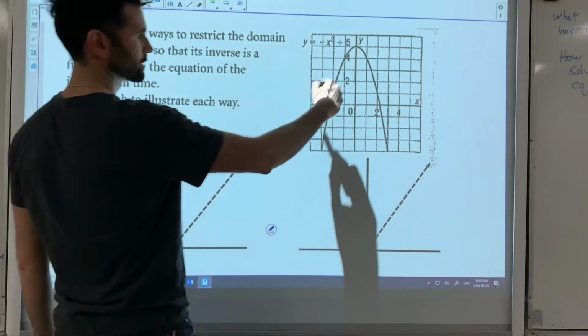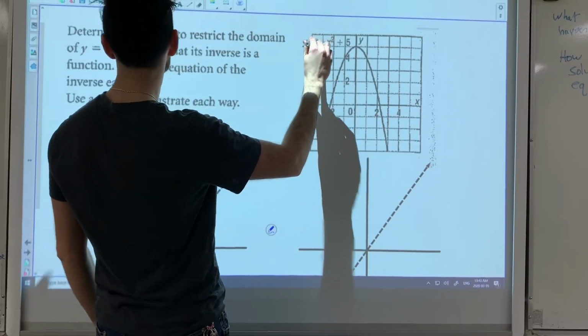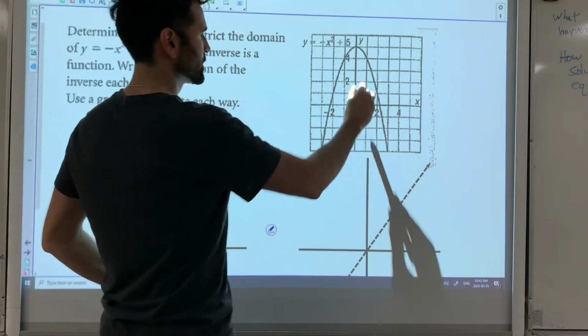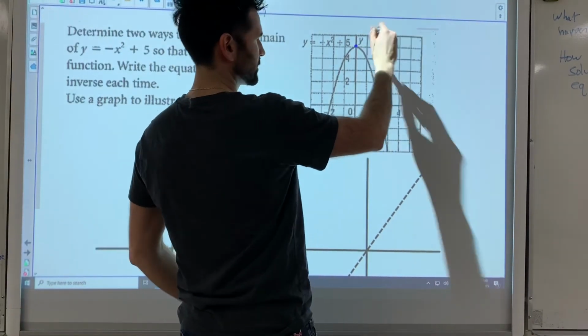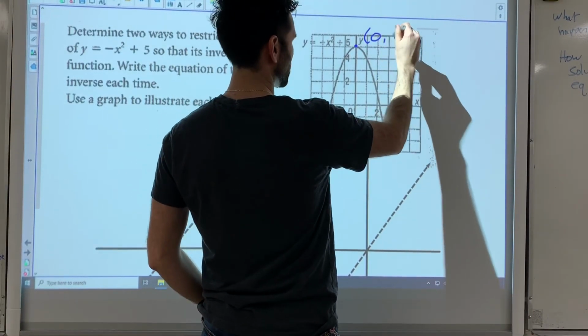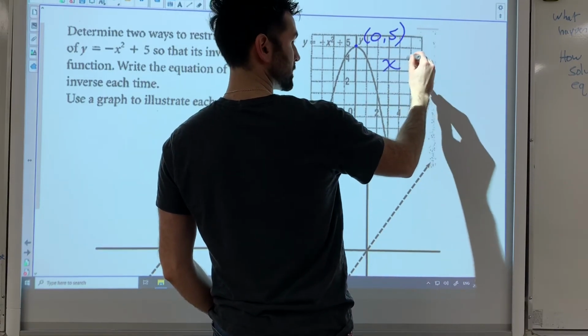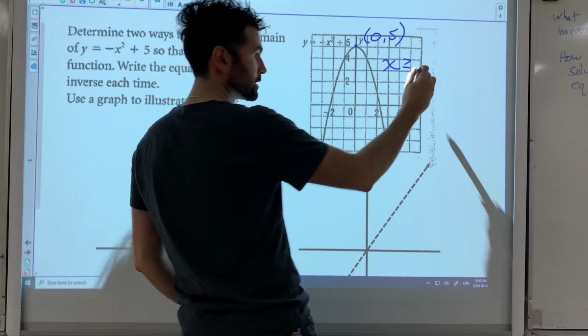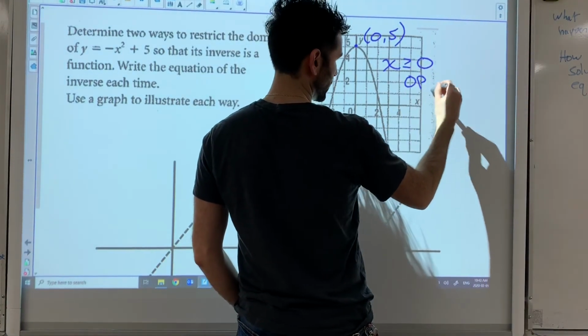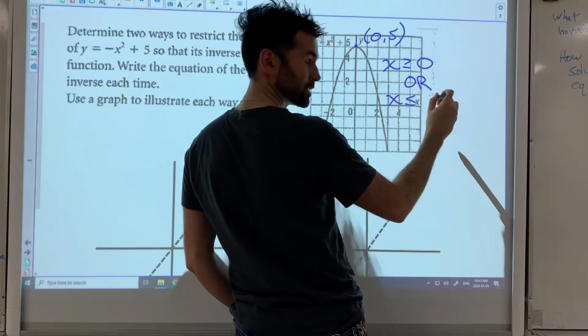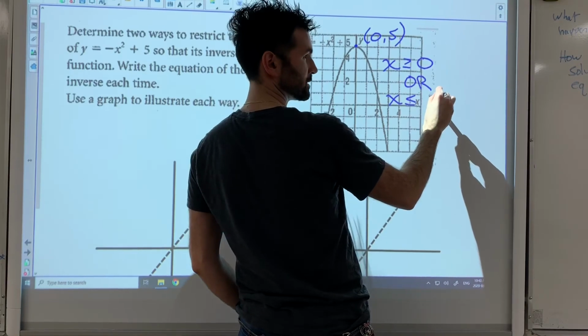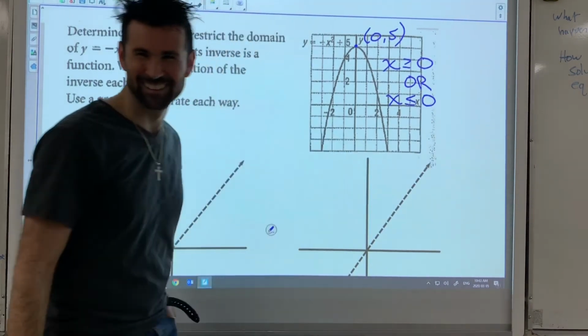Here's the graph of negative x squared plus 5. So where's that vertex right there? It's 0, 5. So how would you restrict it? You would either say x is greater than or equal to what? 0, or x is less than or equal to 0. Thank you. Thank you very much.